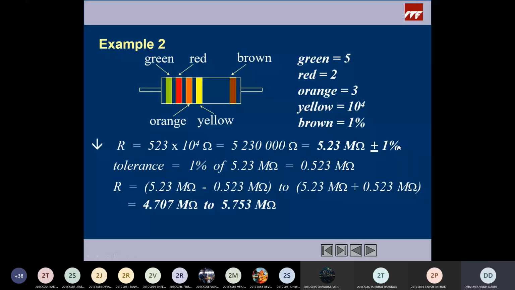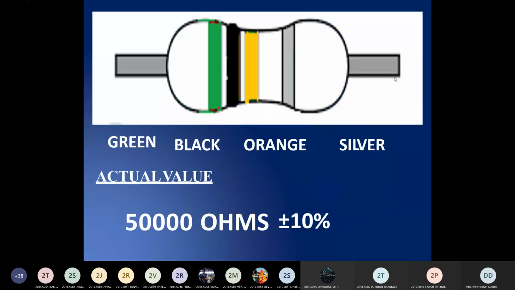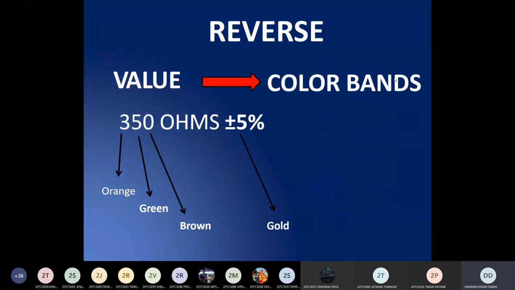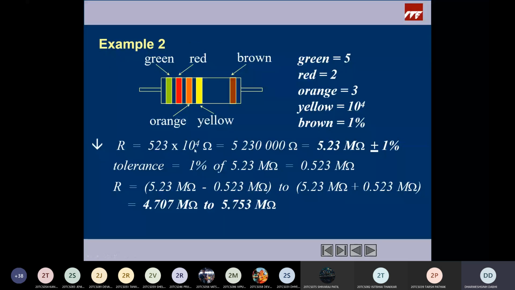As you can see in this table, brown color has tolerance 1%. In a 4-band resistance, the fourth band is the tolerance; in a 5-band resistance, the fifth band has the same tolerance value. So here the value of this 5-band resistor becomes 523 into 10 raised to 4 plus or minus 1% variation. So what is the 1% of this value?